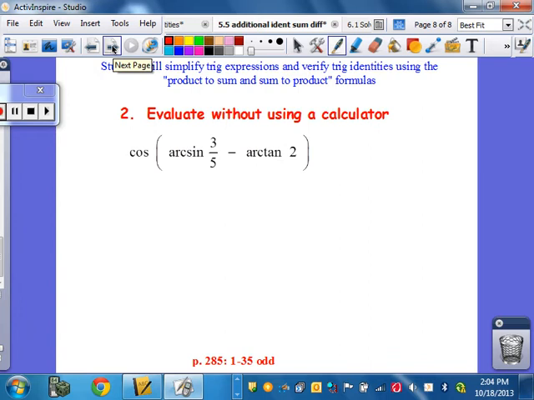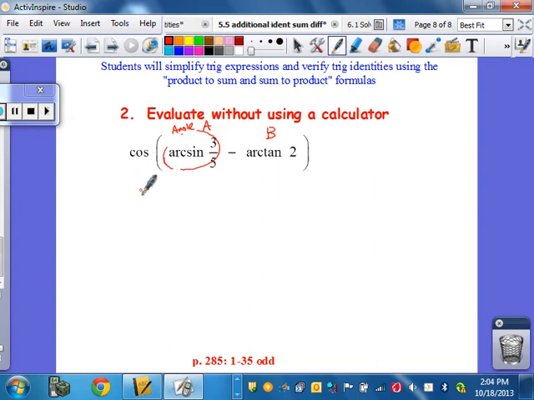And the last one, it says, evaluate without using a calculator. All right, so what do arcsine and arctangent mean? Okay, that's like saying sine inverse and tangent inverse. That means that this technically is an angle. Okay, it's some angle measurement. That's what we need to take out of that. So I'm going to call this angle A and this one angle B. And we'll worry about that later, and we'll see what happens.